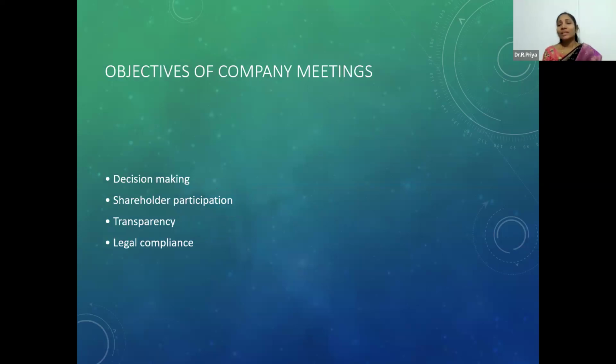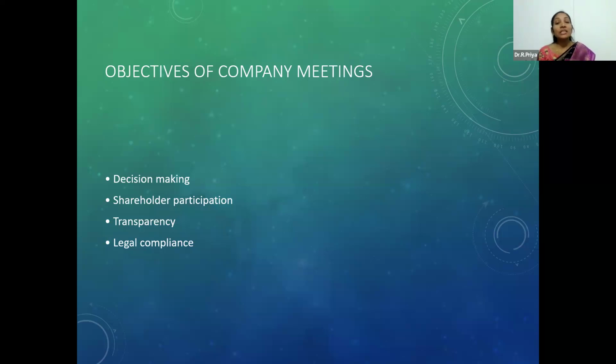Then what are the objectives of the company meeting? One of the primary objectives of the company meeting is collective decision making. Important managerial and strategic decisions such as approval of accounts, appointment of directors, declaration of dividends, and major policy decisions are taken through resolutions passed in a meeting. So one of the major objectives here is collective decision making at a single forum.